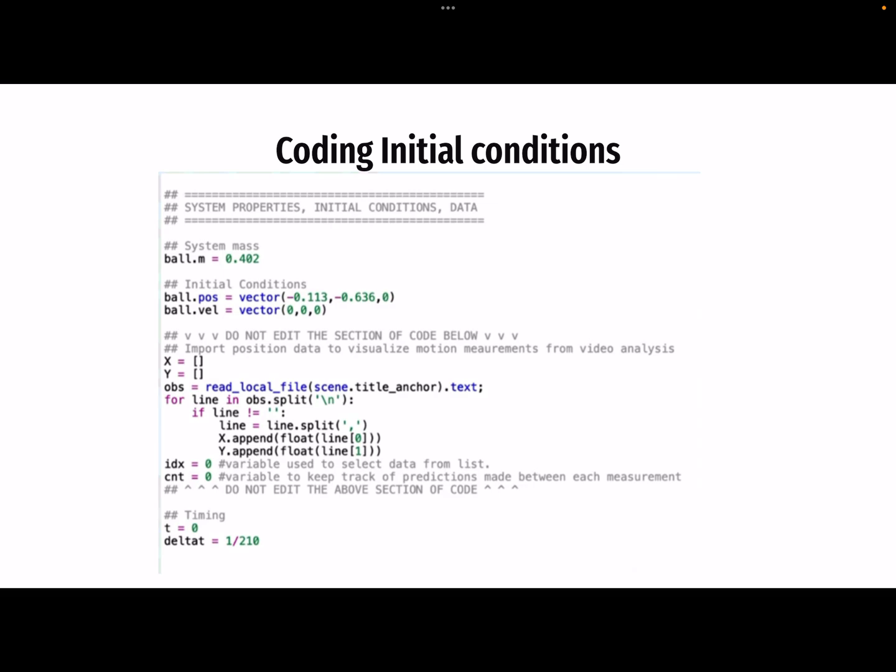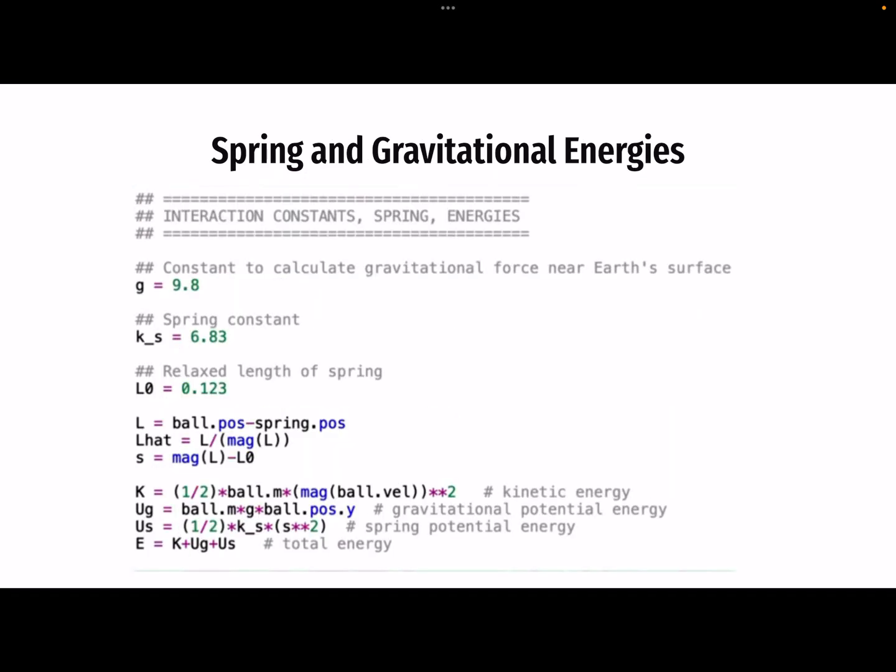So in the code, I initialized all the physical parameters. In that case, the mass, the position, and then the velocity. I tracked how energy shifted among the forms, spring potential and gravitational potential. When the mass was lowest, spring energy was highest, and gravitational energy was lowest. And when it was the highest, the opposite occurred.